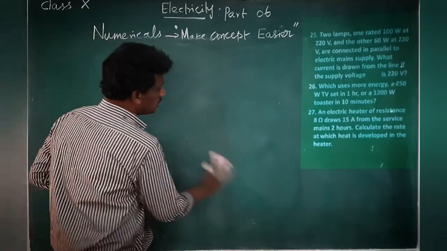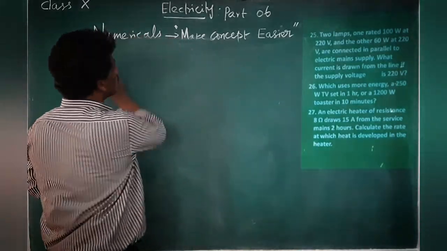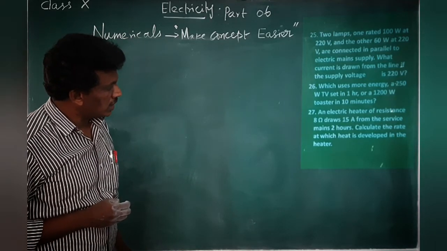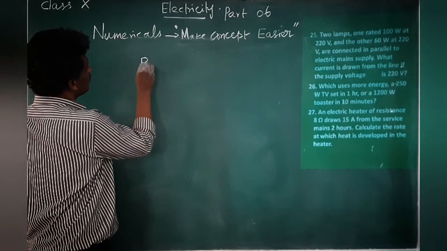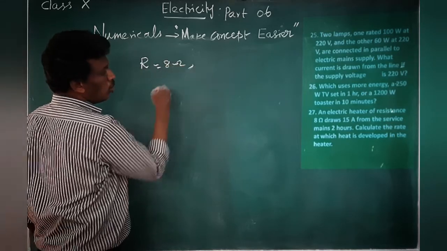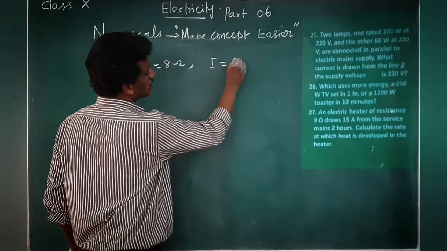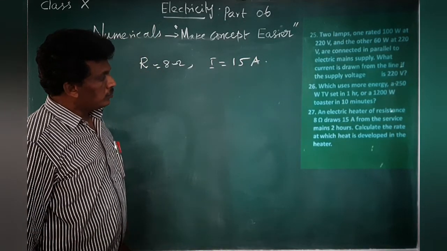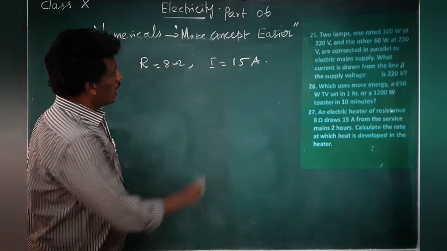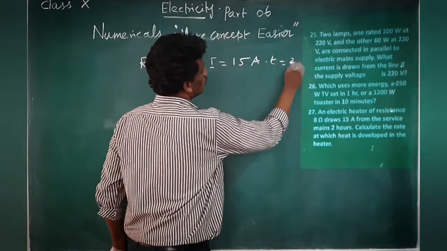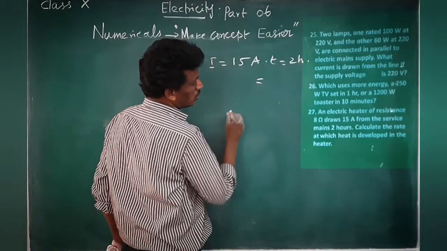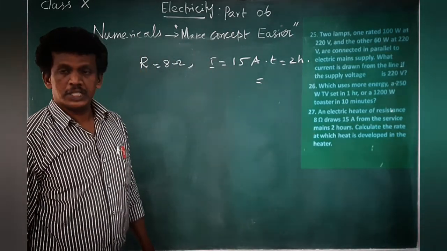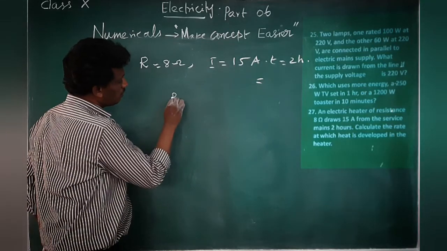I think today we are going to discuss the last question, question number 27. Look at it. You have the electric heater. What is the resistance given for the electric heater? 8 ohm. How much current does it take? 15 ampere. Time given: how much time? 2 hours. They are asking the rate at which heat is developed.